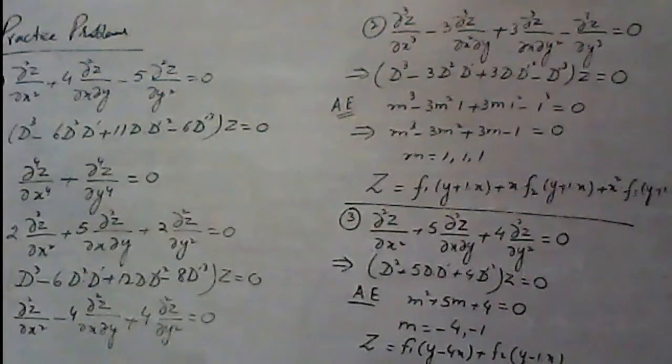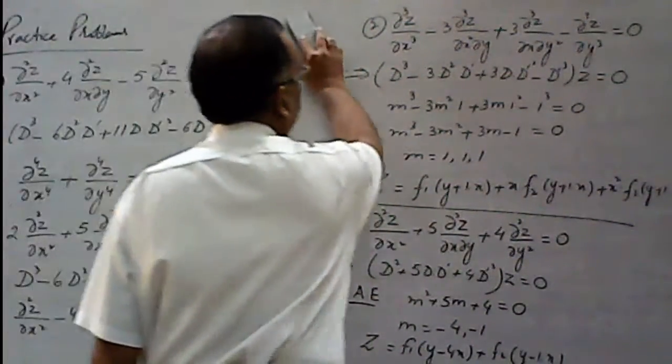I have written 6 examples for you. These are homogeneous higher order PDEs: second order, third order, fourth order, second order, third order, second order. So it will provide you enough practice for finding the solution of these higher order homogeneous PDEs.